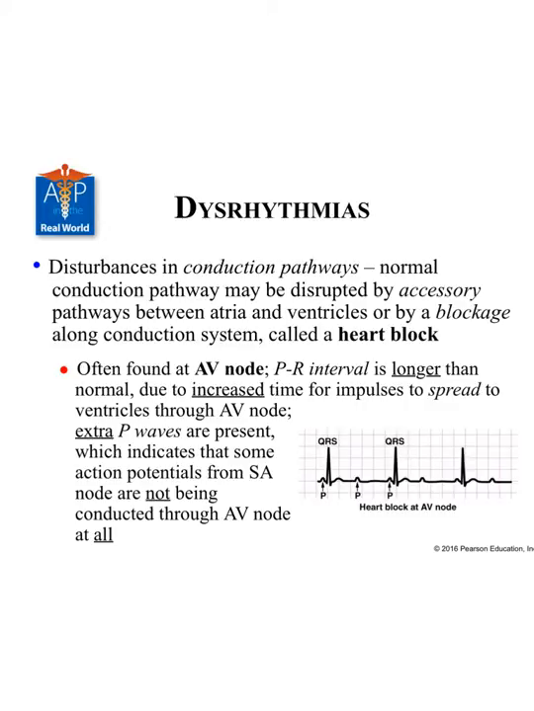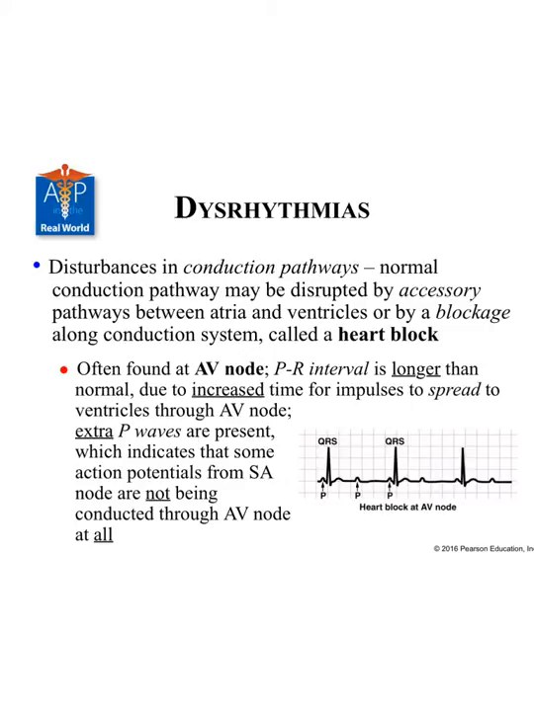So you can have disturbances in the pathways that the electrical current uses. These can be between the atria and the ventricles, or by a block somewhere in the pathways, what's known as a heart block. And we're only going to talk about the more important ones.